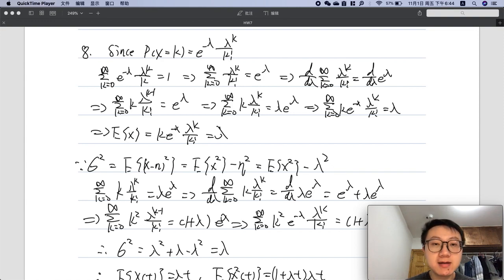So let's see question 8 in homework 7. In this question, we are given a Poisson process, and the first condition is that the number N(t1, t2) of the points ti in the interval t1 to t2 is a Poisson random variable with the parameter lambda.